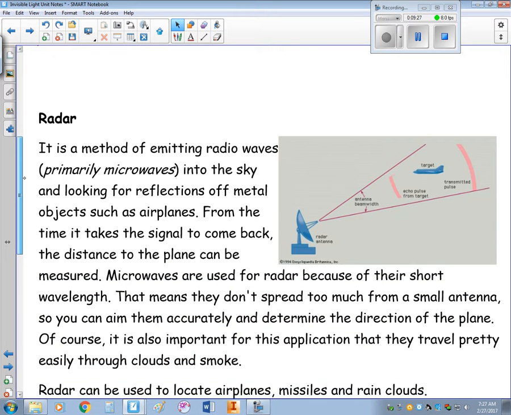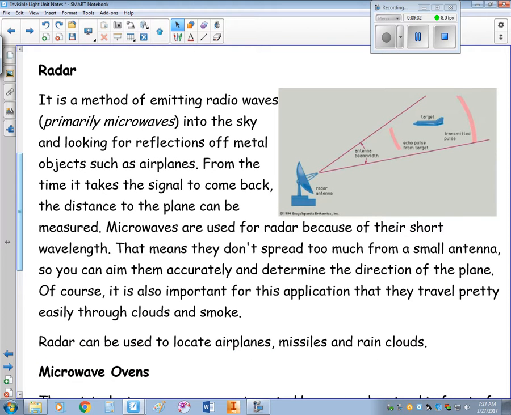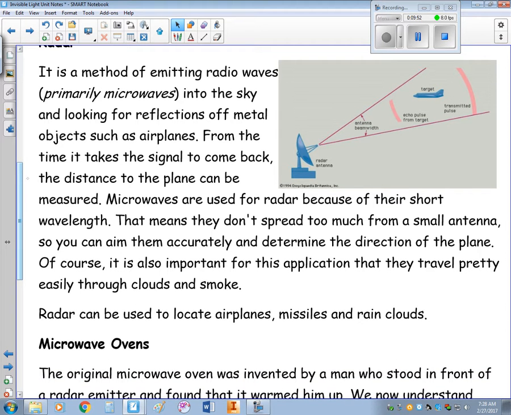Now let's talk about radar. This is a method for emitting radio waves, primarily in the microwave band, into the sky and looking for reflections off of metal objects, such as airplanes. And then from the time it takes a signal to come back, we can calculate the distance that plane is from the station that was sending out the waves.